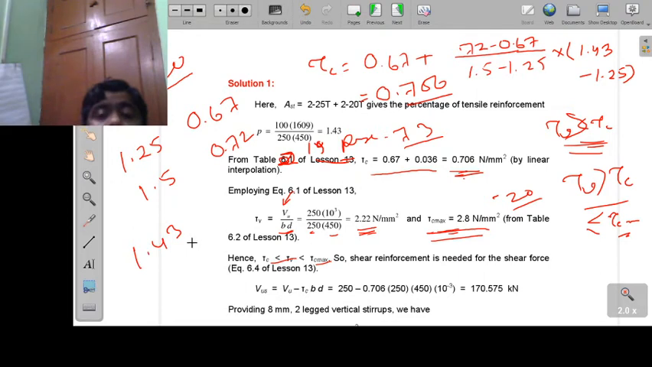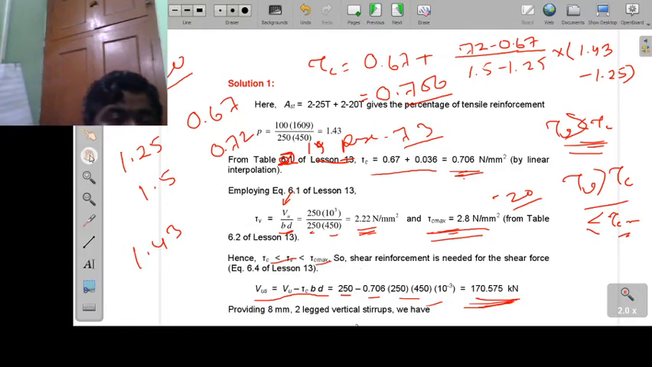So shear reinforcement is to be provided for how much shear? That shear we can calculate using this. Vus is equal to Vu minus tau c BD, or you can write Vus is equal to tau v minus tau c, whole into BD. So Vu is 250 kilonewtons and tau c we have already calculated, multiplied by the BD. So the total shear force for which we have to provide the shear reinforcement is 170.575. So this is the amount of shear force for which we have to provide the shear reinforcement.